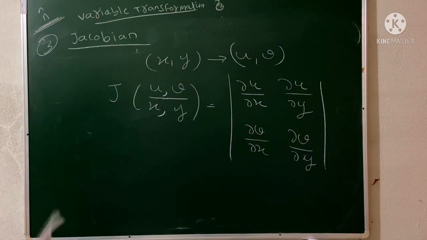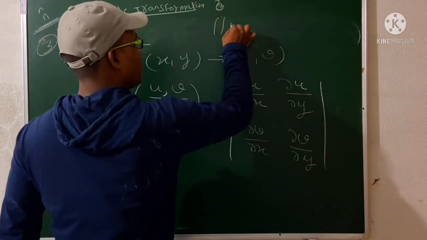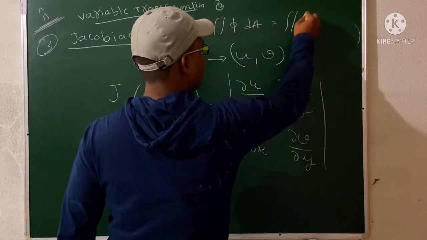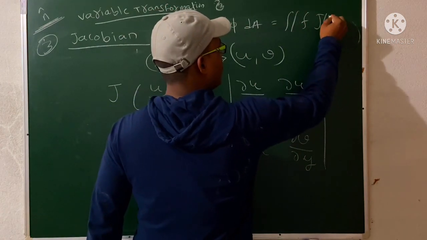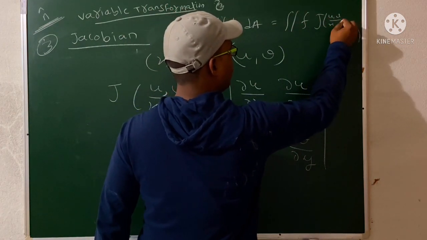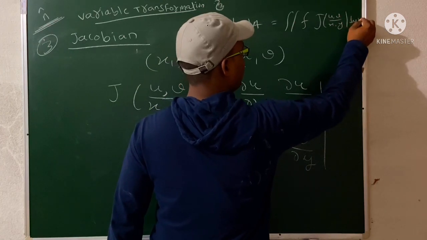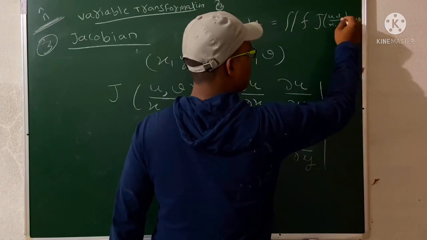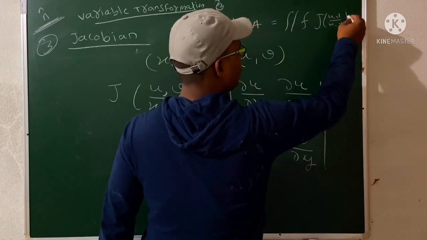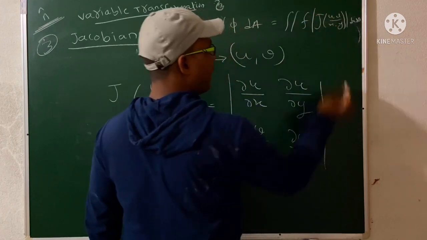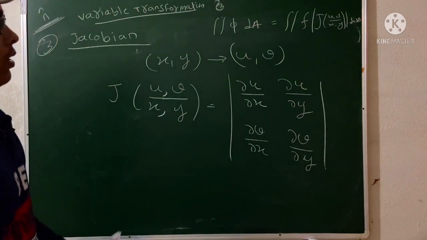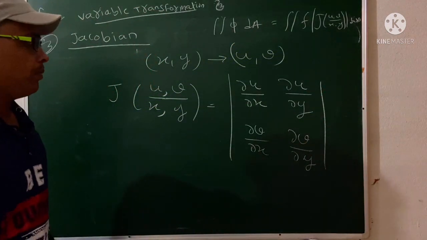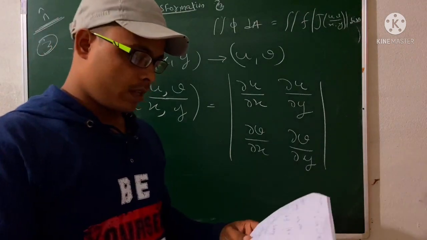Then use the surface integral that is given to you, phi over dA. We will change this f into the Jacobian of u v divided by x y, into du dv. I have written this previously, so check this. You have to find the Jacobian, take its magnitude, then change phi to f, take the magnitude, then du dv. So this is the Jacobian formula.